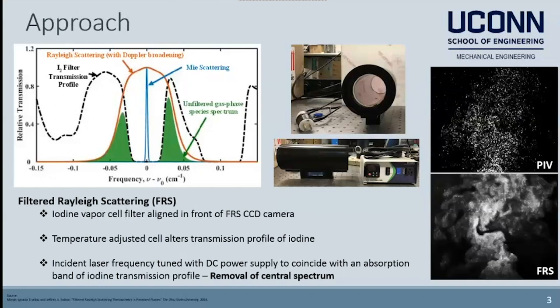Using a DC power supply, the laser frequency can be tuned to coincide with an absorption band of the transmission profile. Sufficient absorption of Mie scattering from particles in the flow is then achieved while permitting the passage of sufficient Rayleigh scattering for temperature calculation.